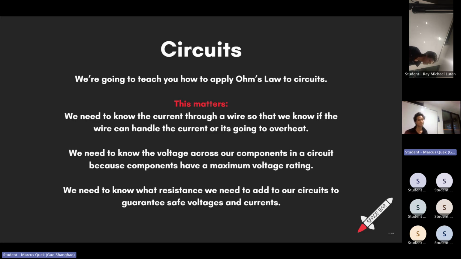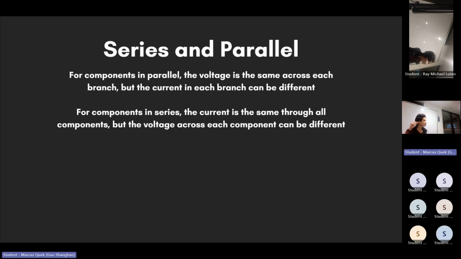Okay, so I'm going to talk about series and parallel. I'm using the working assumption that you have been shown the shape of a series and parallel circuit, but I'm going to show you in a second. I want to just explain.